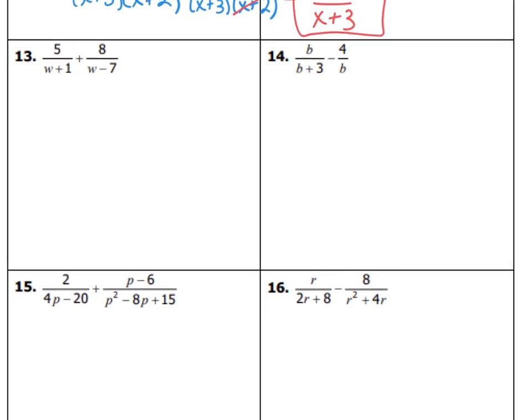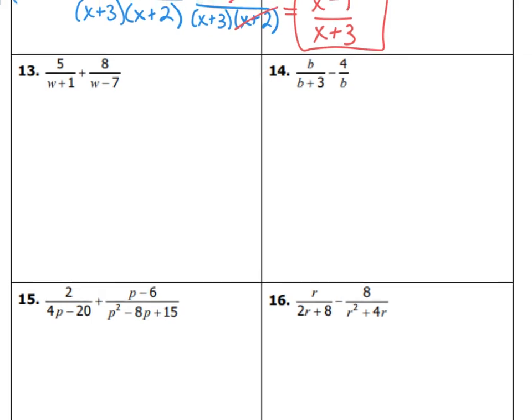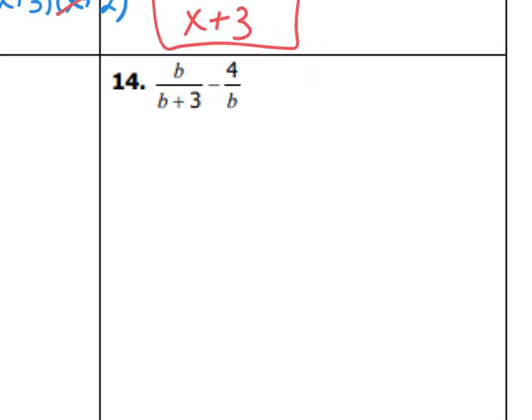We're going to do 14 together, and then I'm going to have you guys try 13, 15, 16. We'll go over them quickly, and we'll be done for the day. Okay? So we're going to skip to 14 together.